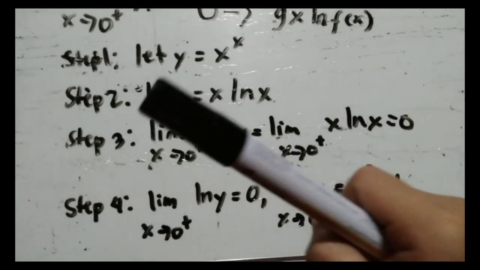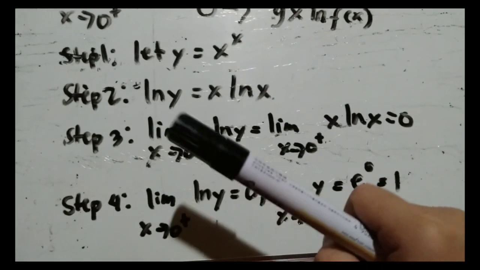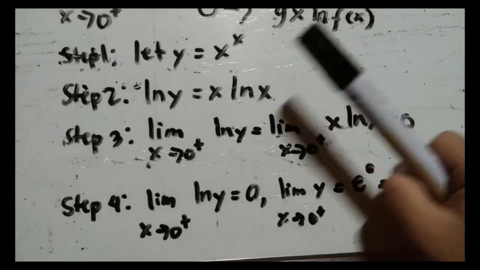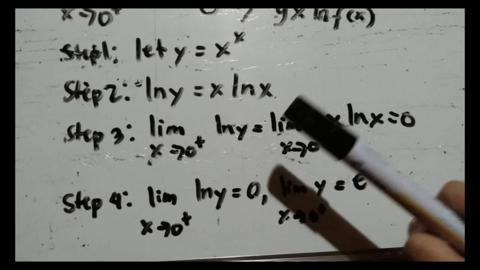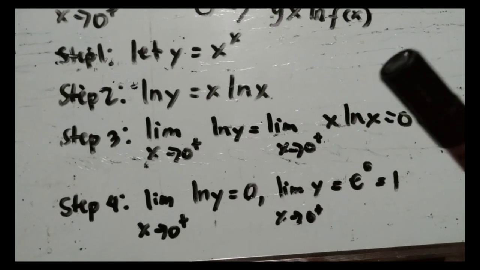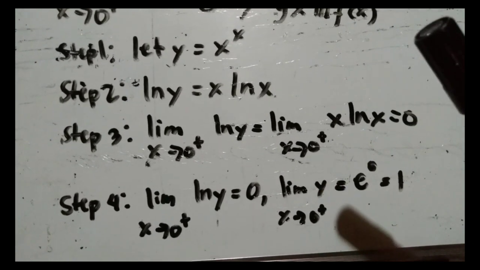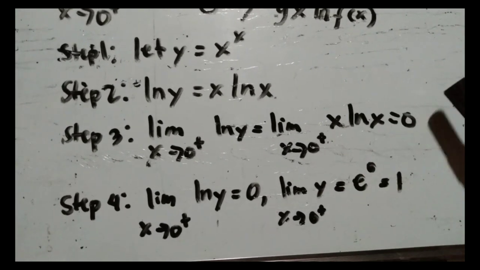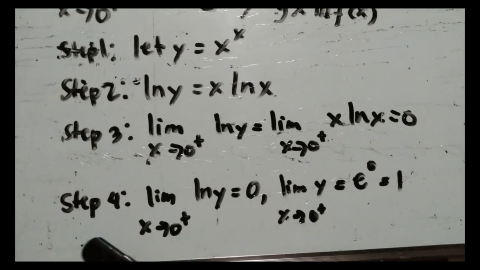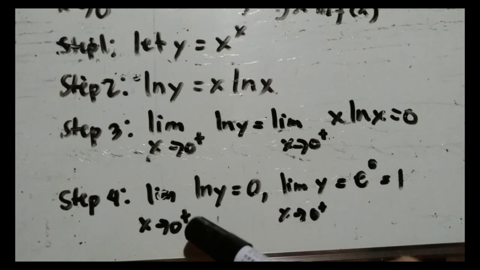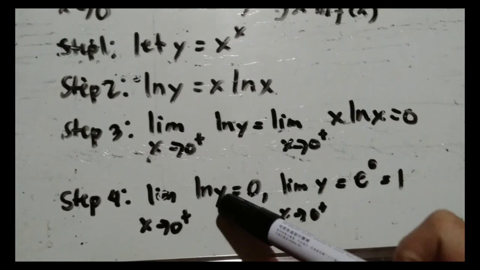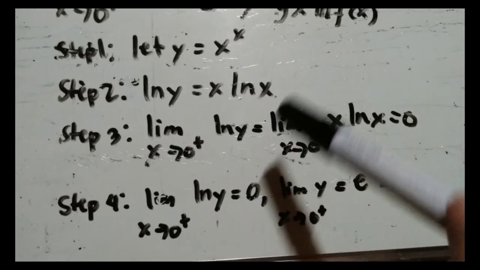Then step 3, we write the limit expression. So the limit as x approaches 0 from the right side. We have ln y equals the limit as x approaches 0 from the right side of x times ln x, which equals 0. So that is 0. Then step 4, we have the limit as x approaches 0 from the right side, so ln y equals 0.